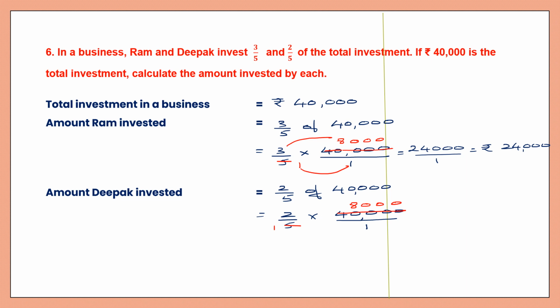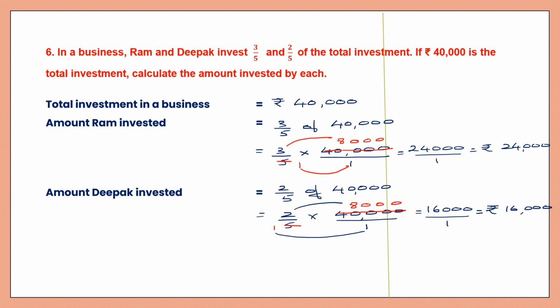Now let's multiply the numerators. Numerators, when you multiply 8 into 2 first. 8 twos are 16 and then add the 3 zeros 1, 2, 3. So that's 16,000 and multiply the denominators 1. So 16,000 by 1 is 16,000. That is 16,000 rupees. So this is the amount that Deepak invested.